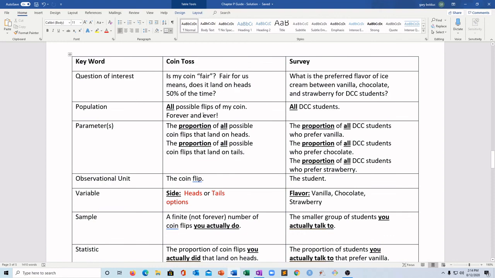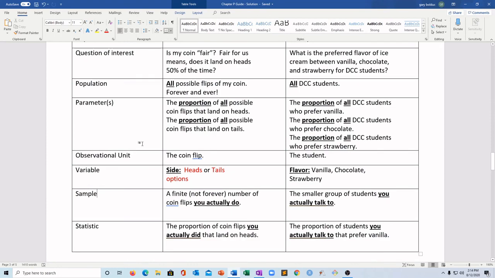The population is all the flips you could ever do forever and ever. The sample then is just some finite number of flips you're going to do. So what you could actually do, and that's why this is bolded here, it's the flips you would actually be able to do, okay?